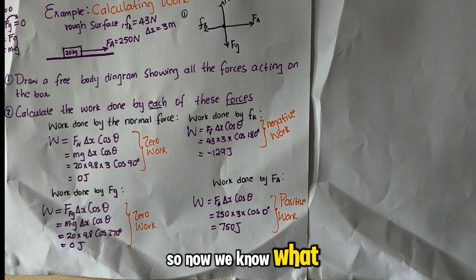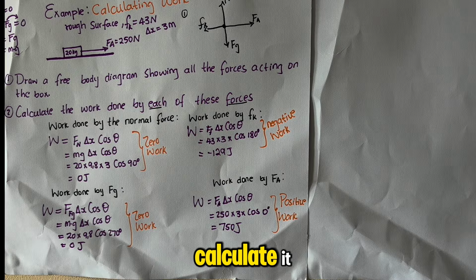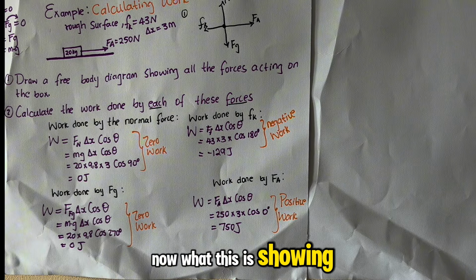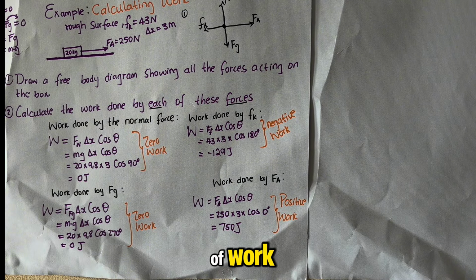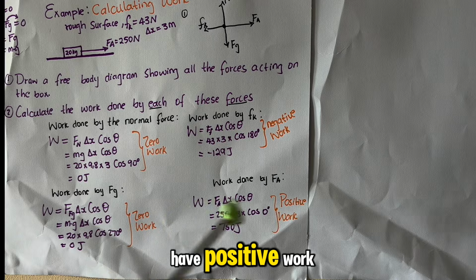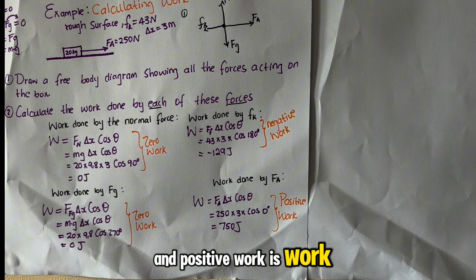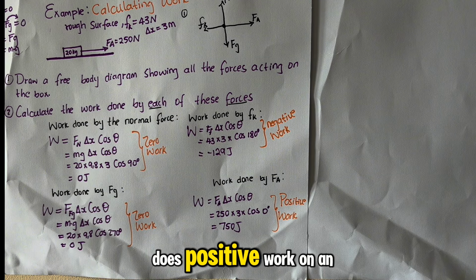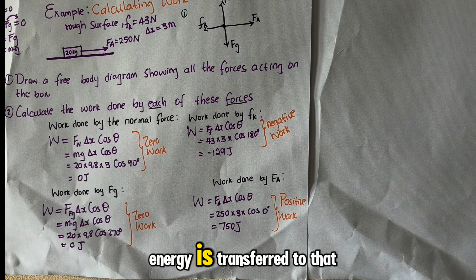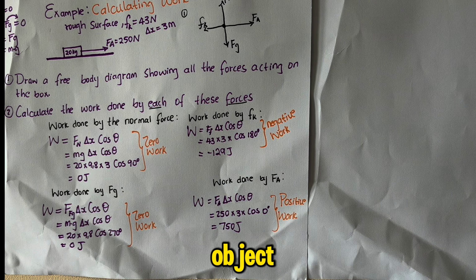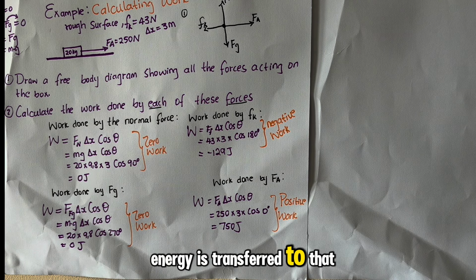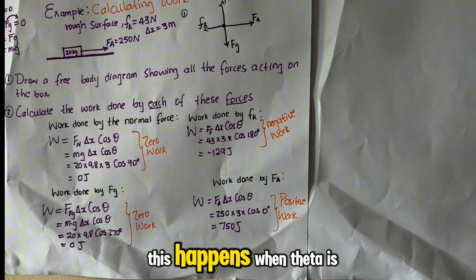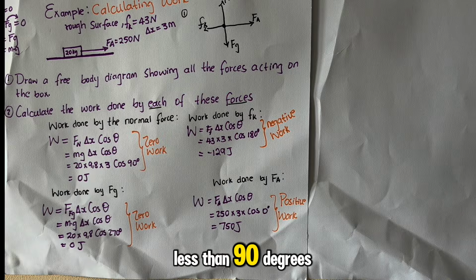So now we know what work is, which formula we use to calculate it. We know how to determine the angle. Now, what this is showing us is the different types of work that you should know. We have positive work, and positive work is work done when we get a positive answer for W. So when a force does positive work on an object, energy is transferred to that object. Very important that you realize that this happens when theta is less than 90 degrees.